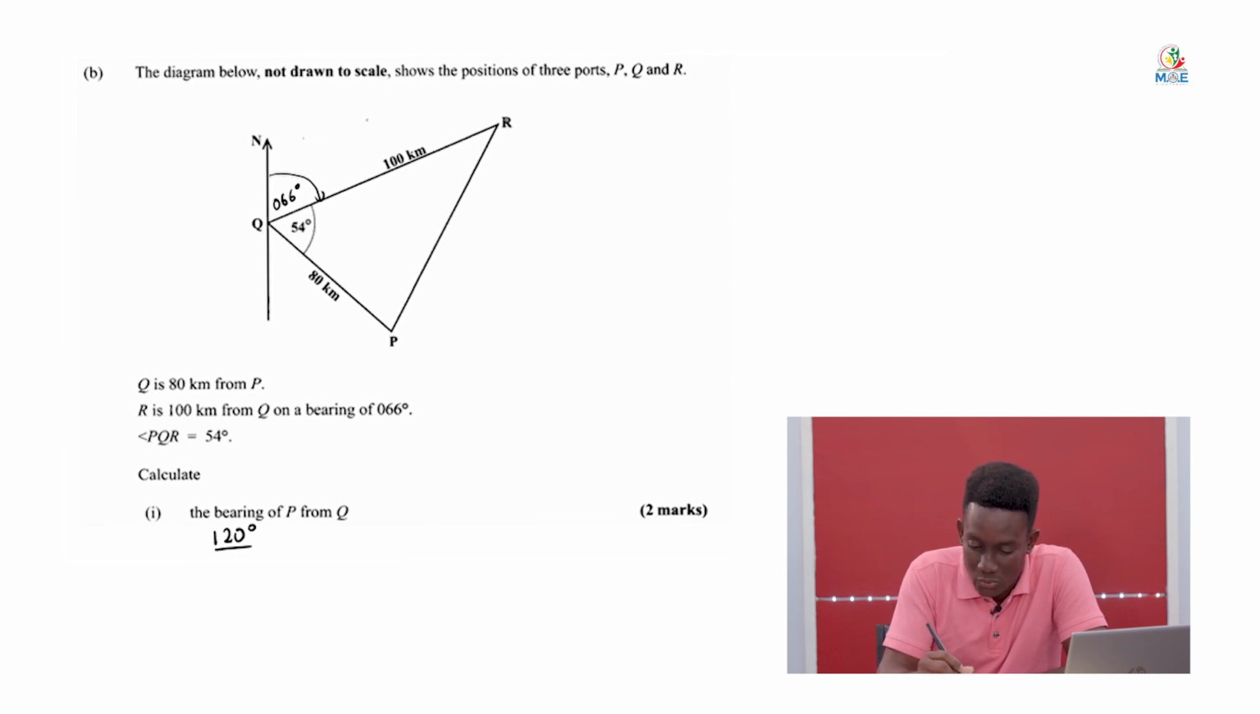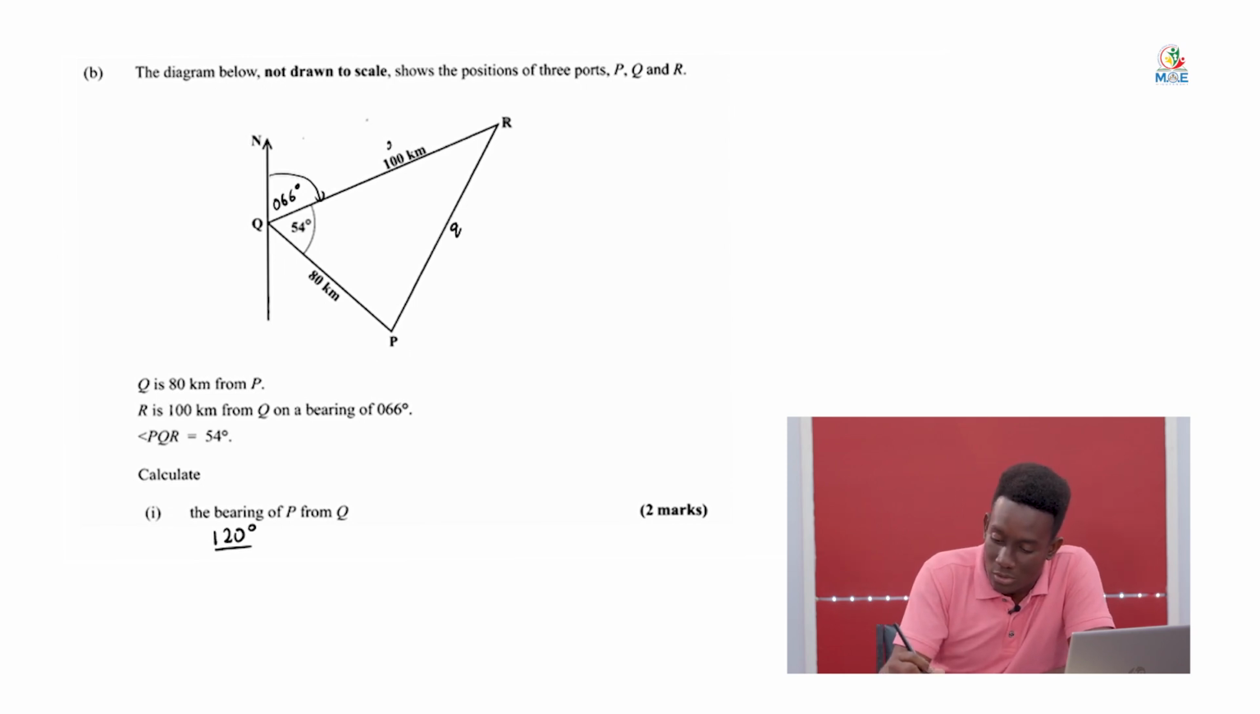So we know here is Q, so opposite Q would be small q. We know here is capital P, so opposite that would be small p, and we know here is R, so opposite R would be small r. So basically, they want us to find side q.